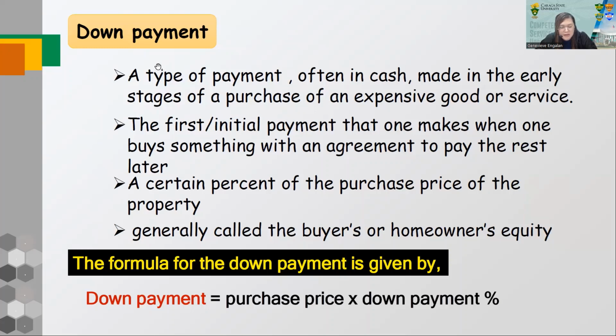Okay, so the down payment is a type of payment often in cash made in the early stages of the purchase of an expensive good or service. So, with the down payment, you should know that it is what you pay before the monthly payments. So, the formula for the down payment is the purchase price, how much the property you will buy costs, times the down payment percent.